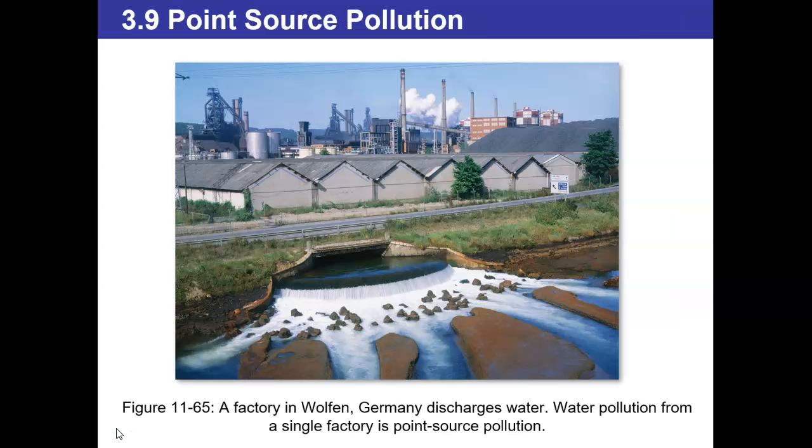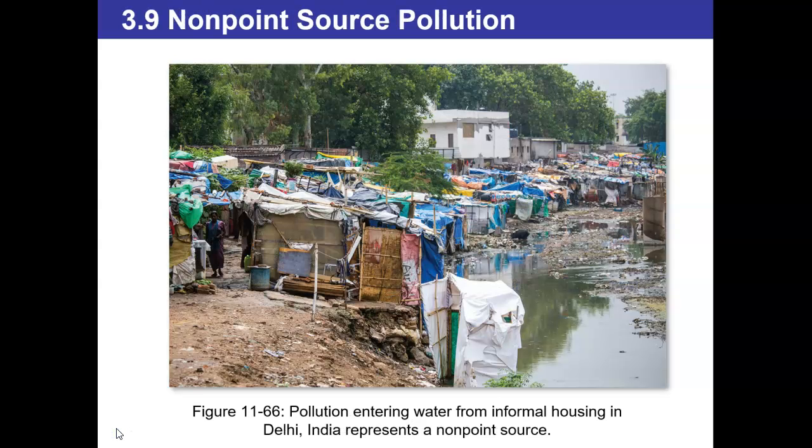Looking at figure 11-65, we see a factory in Wolfen, Germany, discharging water. Water pollution from a single factory is considered a point source pollution example. Figure 11-66 is an example of a non-point source pollution. This pollution is entering water from informal housing in Delhi, India, representing a non-point source. Remember that agriculture is also another example of a non-point source pollution.